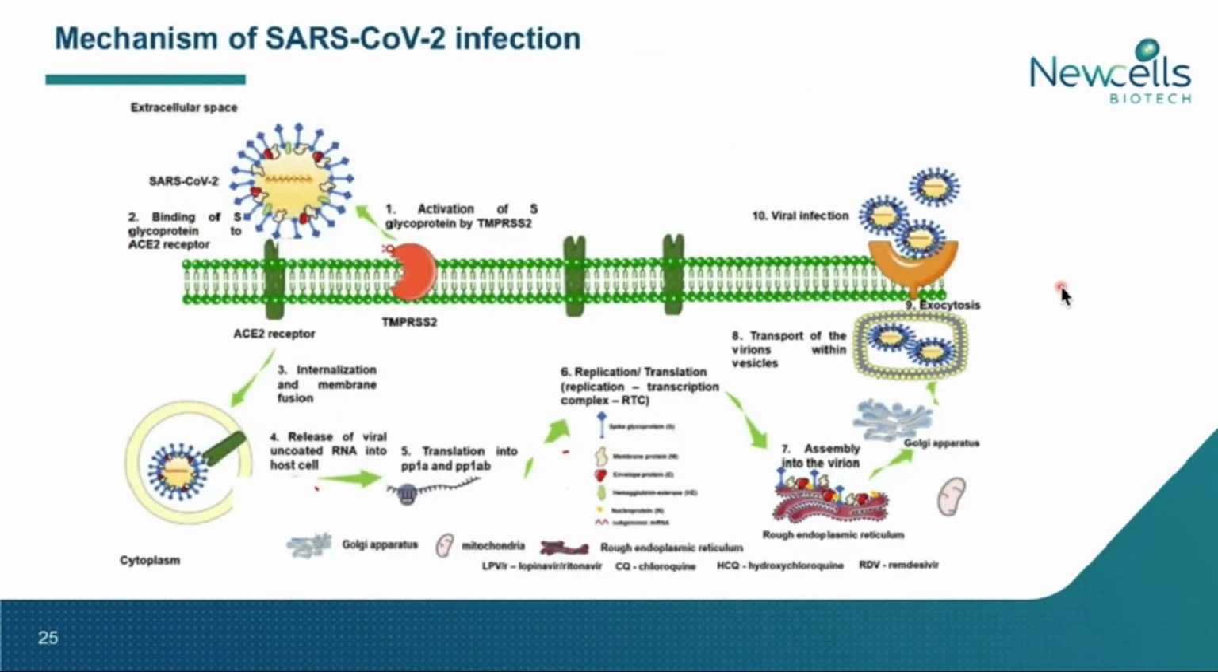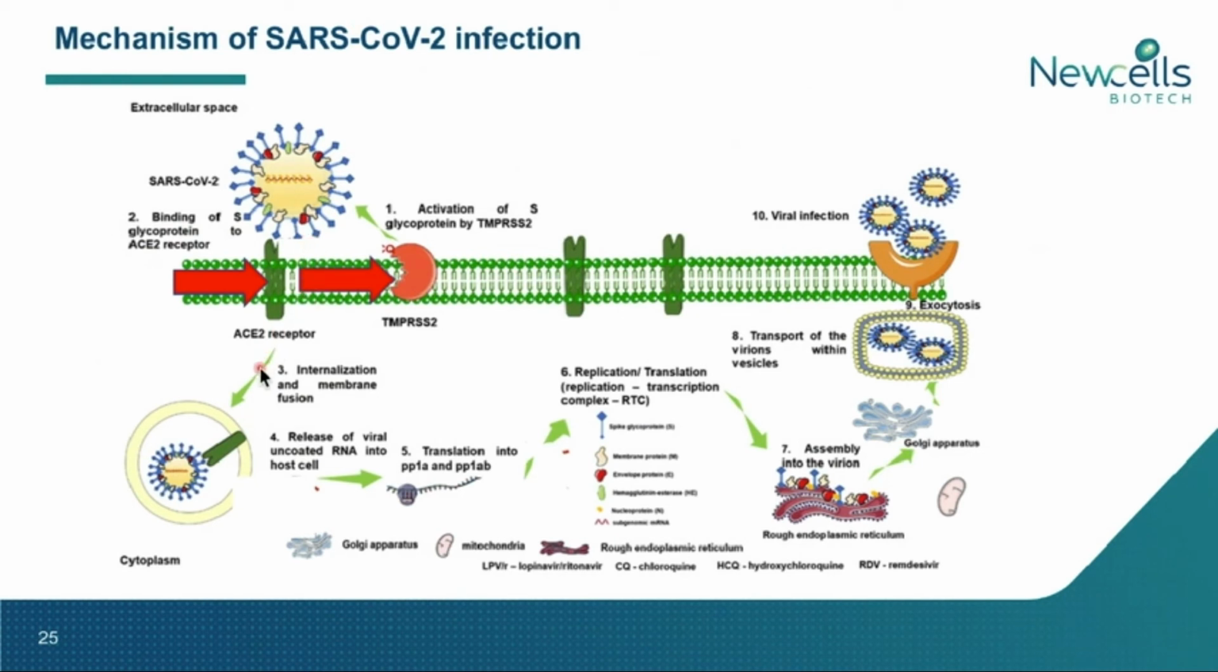One, can we replicate the mechanism of SARS-CoV-2 infection in our model? And for that to take place, there are a few things that we need to know. SARS comes along, a particular glycoprotein called the spike protein sitting on its surface, binds to the angiotensin II converting enzyme receptor, but it also requires the presence of a protease, TMPRSS2, to cleave or activate that particular glycoprotein on the surface of the virus.